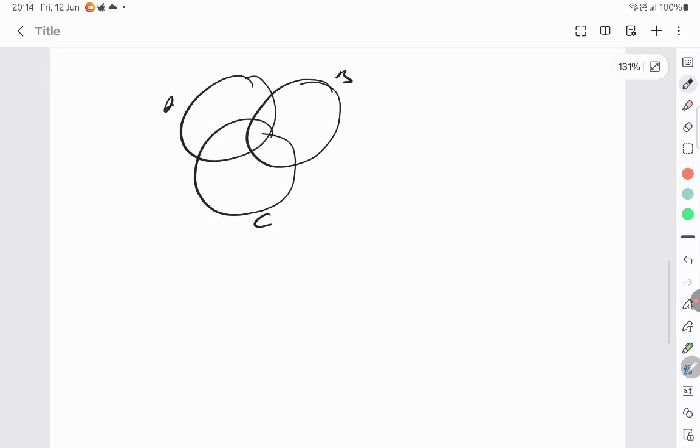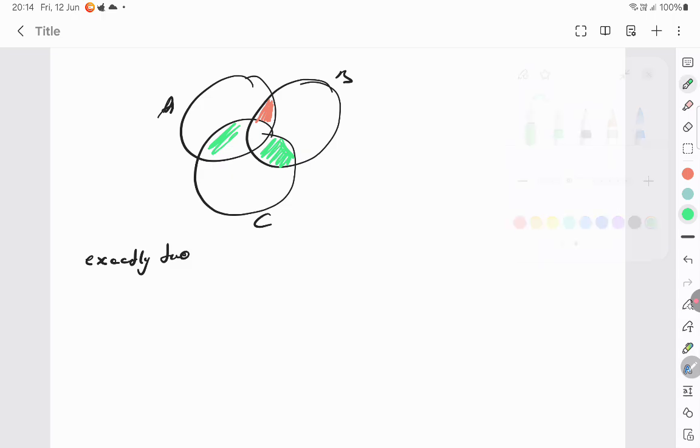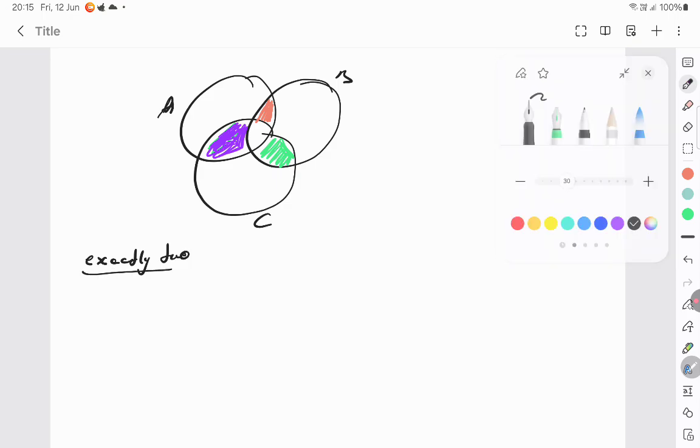Supposing in this they ask you exactly two. Exactly two refers to this area, which is this red color portion, where A and B, two subjects are coming in, two things are coming in. B and C, exactly two. I'll do one more color for you. This is A and C. This means exactly two. For this I'm going to derive a formula.